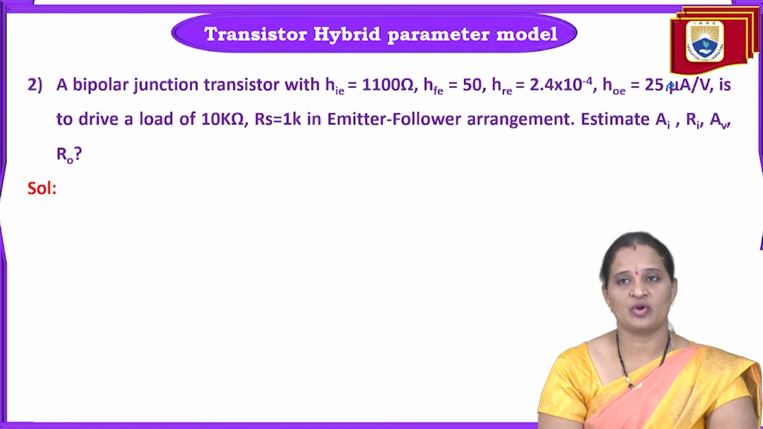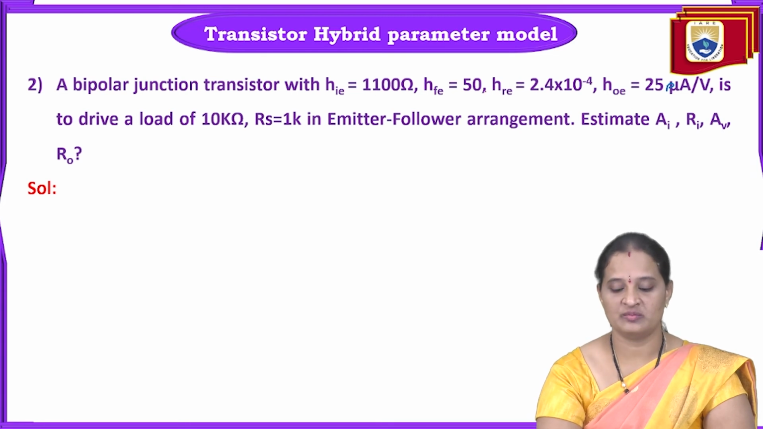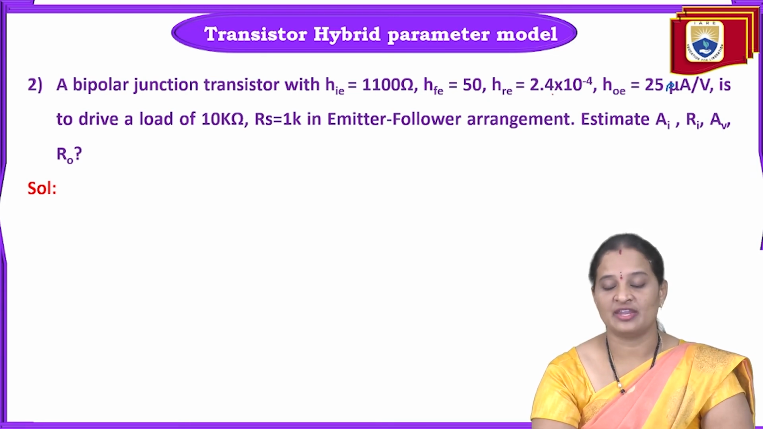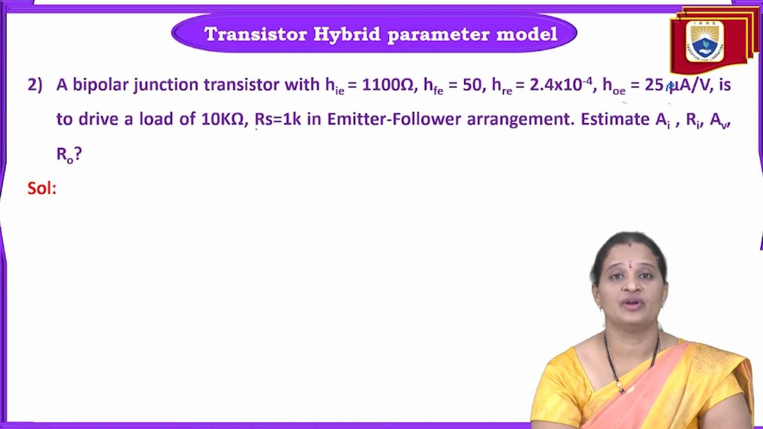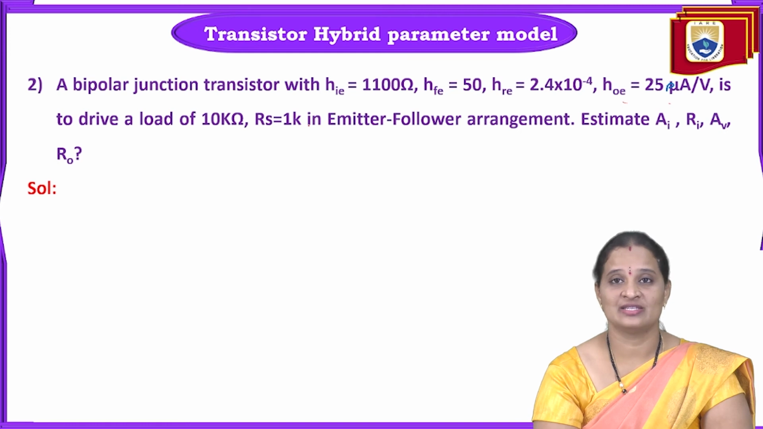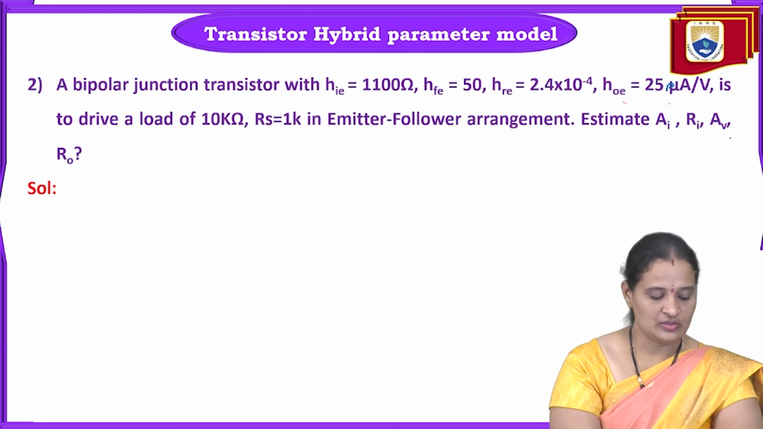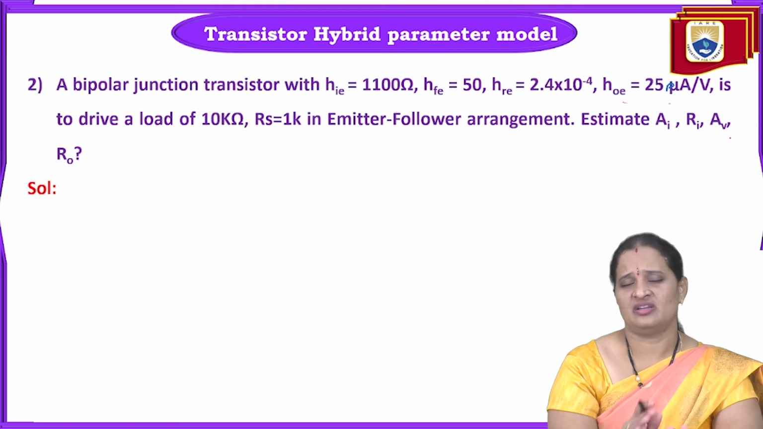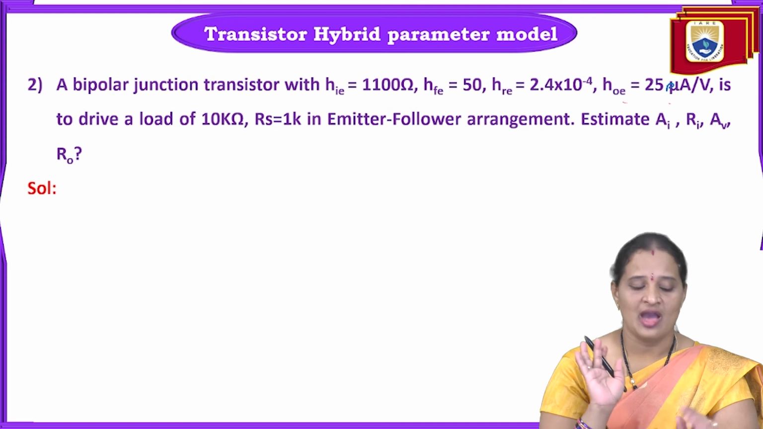Now let us take a simple problem. A bipolar junction transistor with HIE of 1100 ohms, HFE of 50, HRE of 2.4 into 10 to the power of minus 4, and HOE of 25 microamperes per volt is to drive a load of 10 kilo ohms, with RS of 1 kilo ohm, in an emitter follower arrangement. Estimate AI, RI, AV and R0. So here in this case, there is no R1, R2, and RE is also not there. Only RS is there and RL is there.